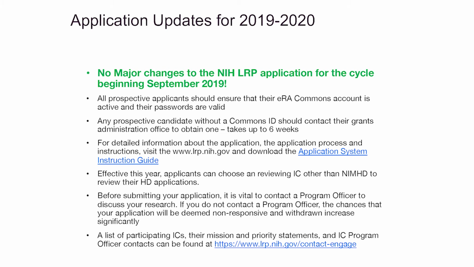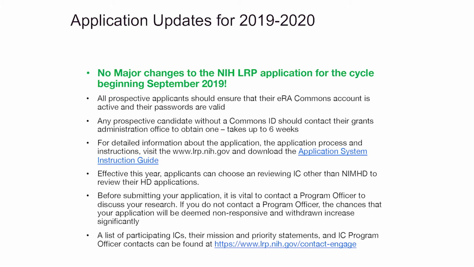We recommend that you reach out to program officers first by email and try to establish a mutually agreeable date and time for you to have a conversation so that you can really talk about your research and why you think that you should be applying firstly to the Health Disparities Program and to that particular IC. And that's going to take you a long way and really help make sure that your application is accepted by the IC once you've submitted it.